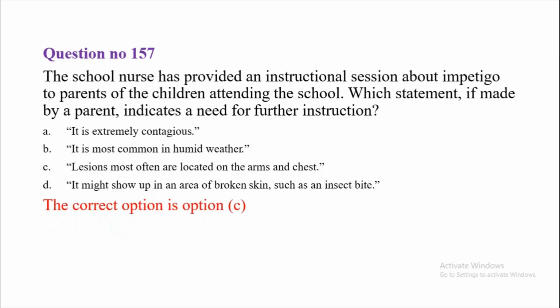The correct option is option number C. Lesions most often are located on the arms and chest.